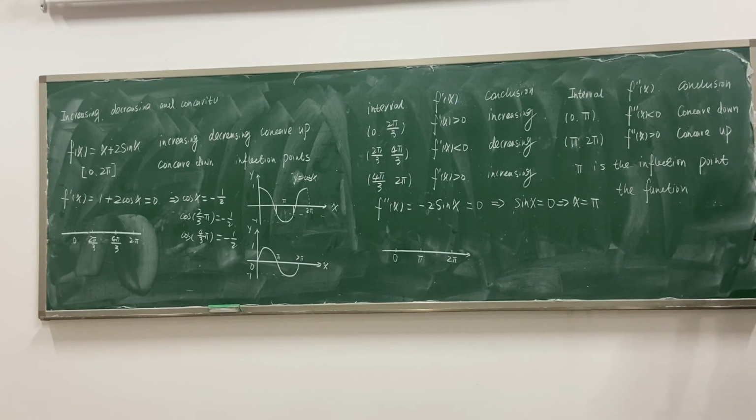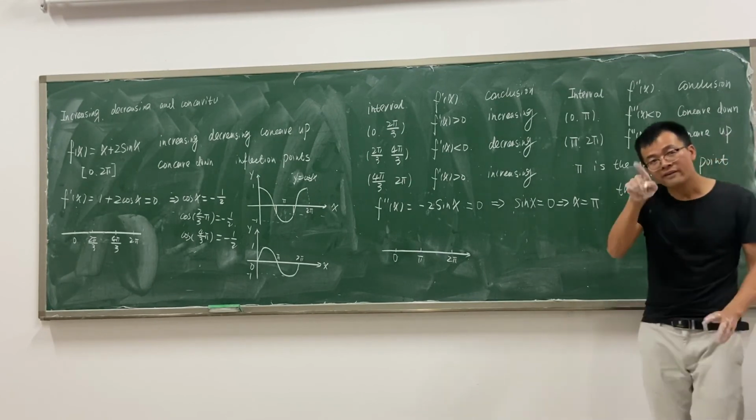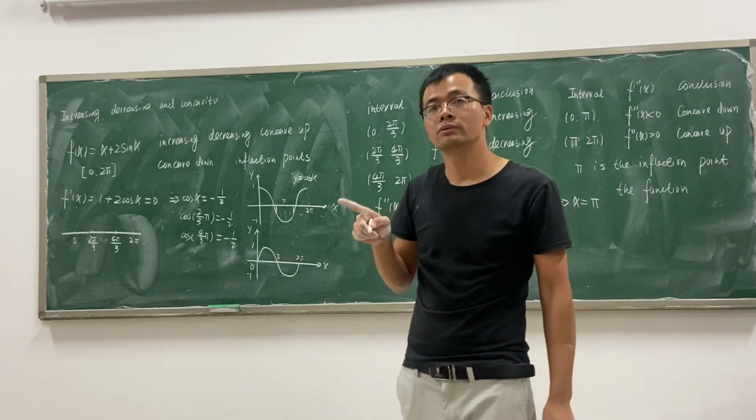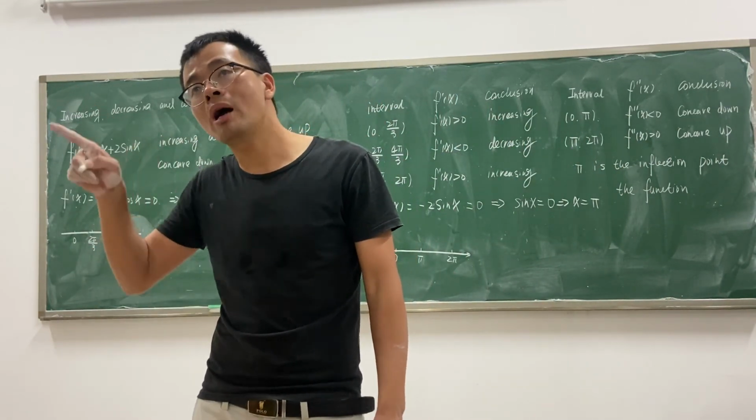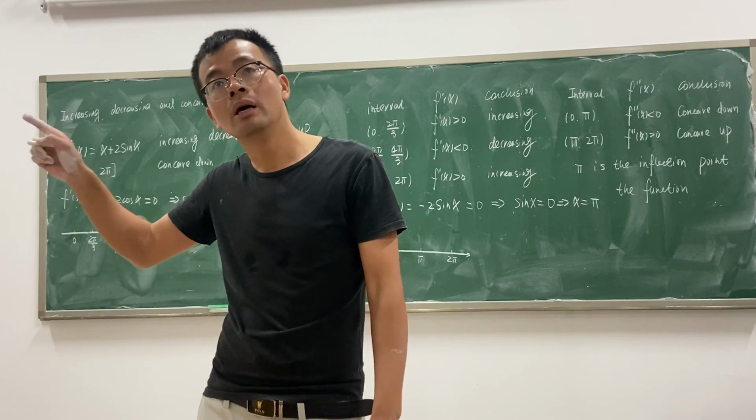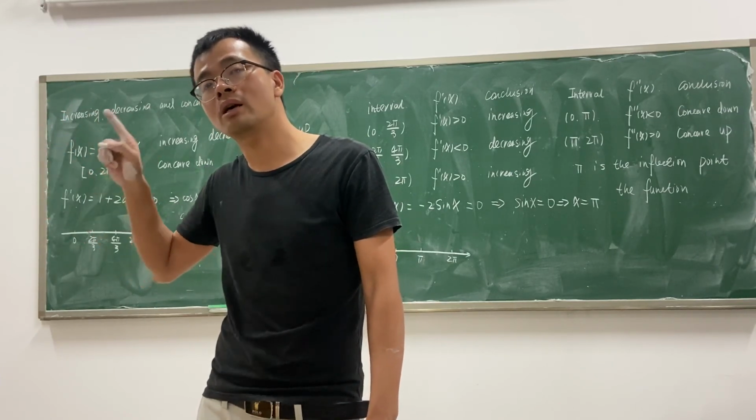So actually, I think the one sentence of this class is: f prime greater than 0, increasing. F prime less than 0, decreasing. F double prime greater than 0, concave up. F double prime less than 0, concave down.